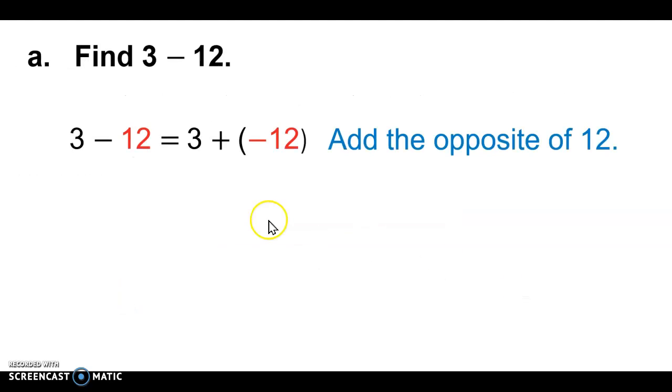3 minus 12. Well, instead of doing subtract 12, you can add the opposite. So adding the opposite of 12 is -12. So now if we have 3 plus -12, we use the integer rules that say if there are different signs, you subtract and keep the sign of the greater absolute value. So I get -9. So basically you're going to make 2 marks. Change the subtraction to addition, and that's 1 mark, and then the other mark, change the sign of that number. Never touch the first number.